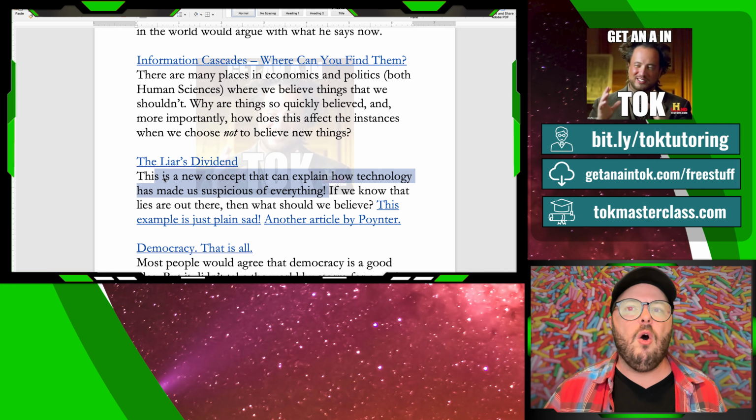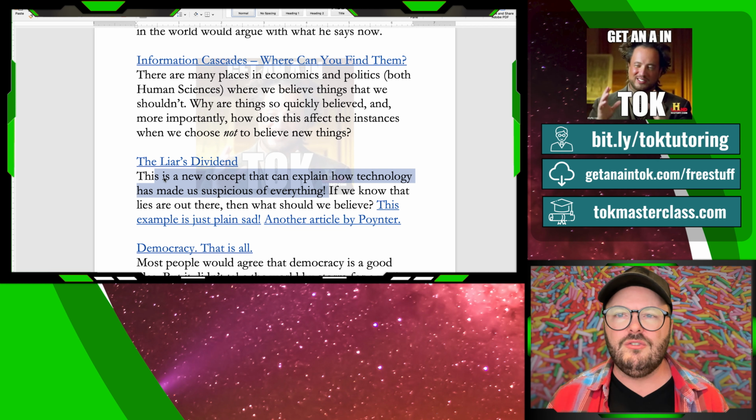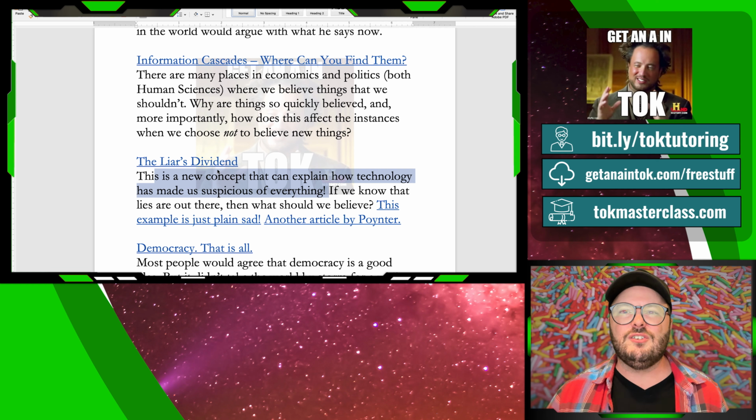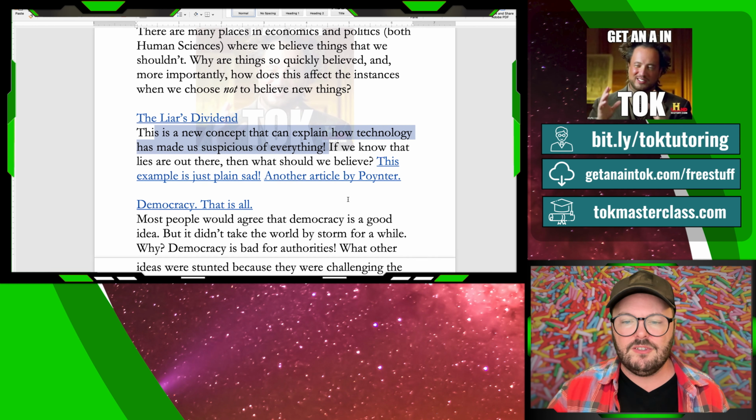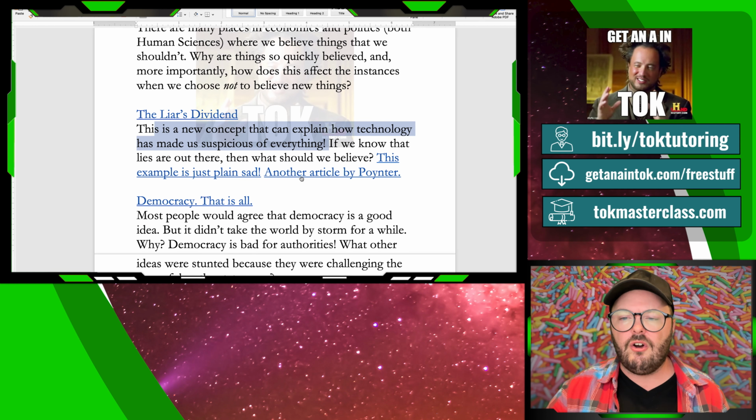And we can also say, oh, well, we don't know that because they're probably fake news anyway. So the liar's dividend is just this really interesting concept, and it comes up in politics a lot, where we just don't know what we can believe because of technology. So that's a really great way to connect technology and the human sciences.